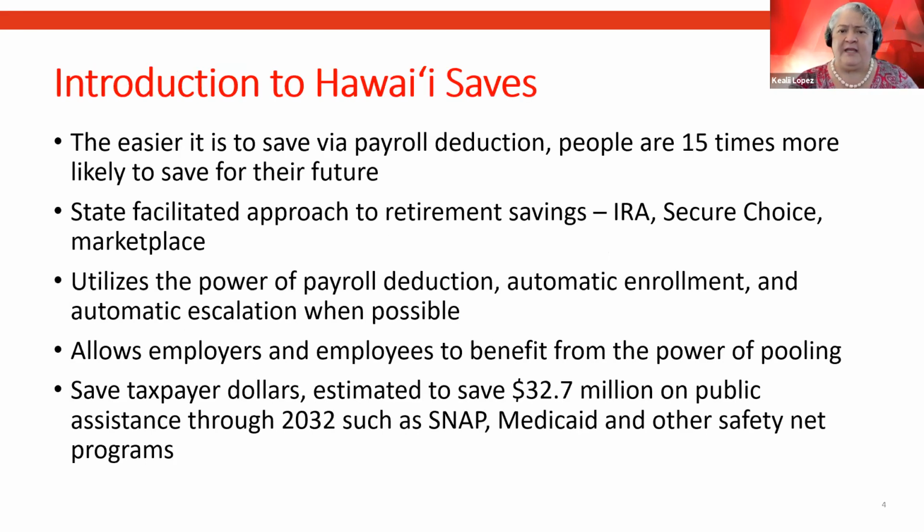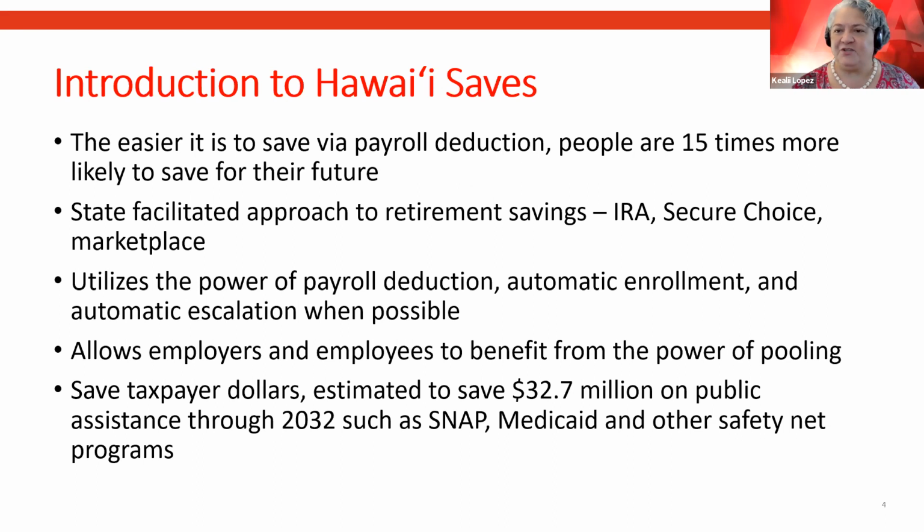So AARP has been advocating across the country a program called Work and Save. Hawaii Saves is a proposal that we have put forward to the state legislature. What it does is make it easier for people to save via payroll deduction. What we've seen through studies is that people are 15 times more likely to save for their future if it's via payroll deduction. The program is a state-facilitated approach to retirement savings.